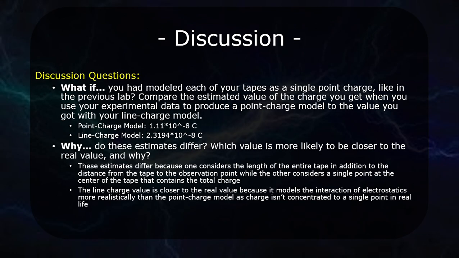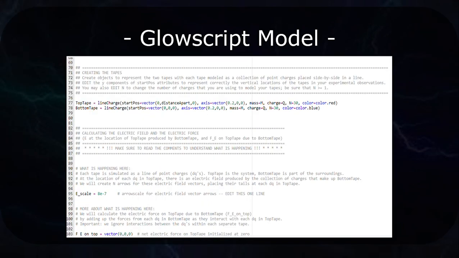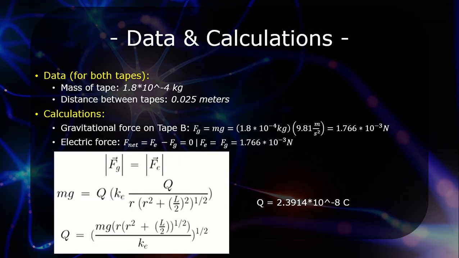Discussion. What if you had modeled each of your tapes as a single point charge like in the previous lab? Compare the estimated value of the charge you get when you use your experimental data to produce a point charge model to the value you got with your line charge model. The point charge model was calculated in the previous experiment with both tapes being modeled as point charges, and the charge on each tape from that lab was found to be 1.11 times 10 to the negative 8 coulombs. The line charge model, which was calculated during this lab and is shown in the calculations over here, was found to be 2.3914 times 10 to the negative 8 coulombs.